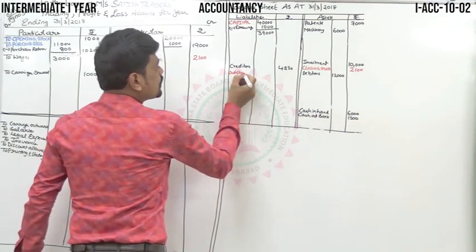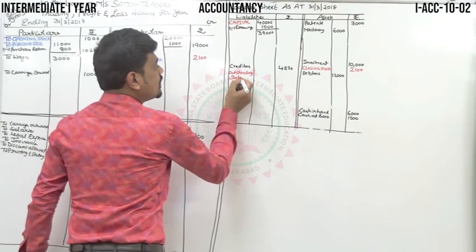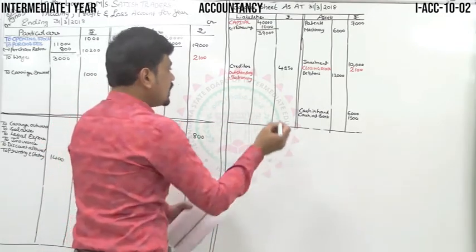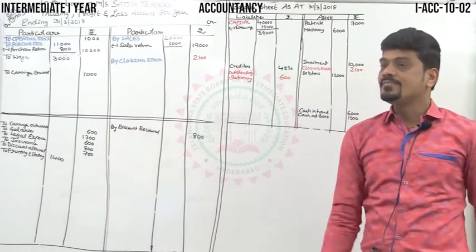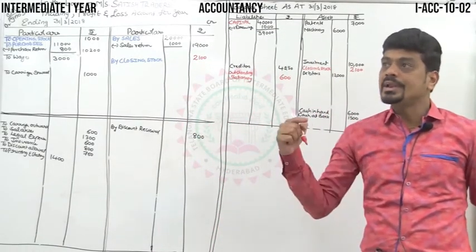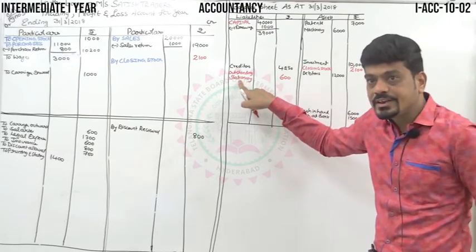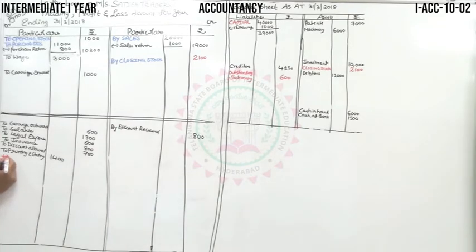We'll write outstanding. What is the name of the expense? Stationery. Outstanding stationery. They told 600. We wrote one effect. Now, second effect is what? Add to related expense. What is the related expense? Stationery. So, we'll go to stationery in the profit and loss account.